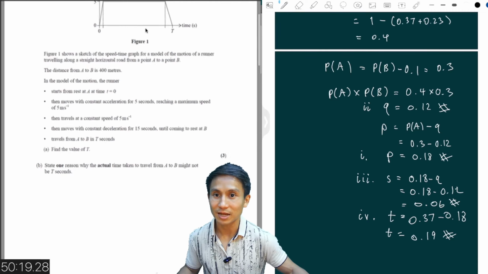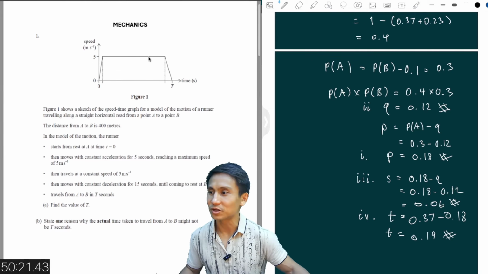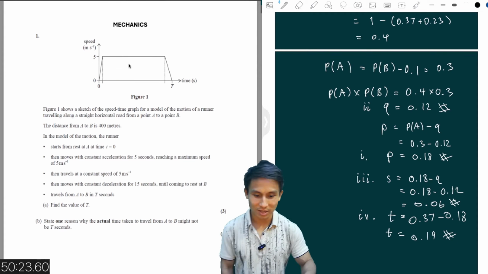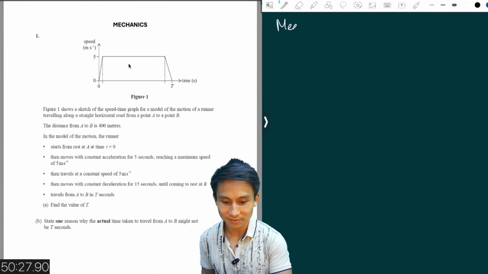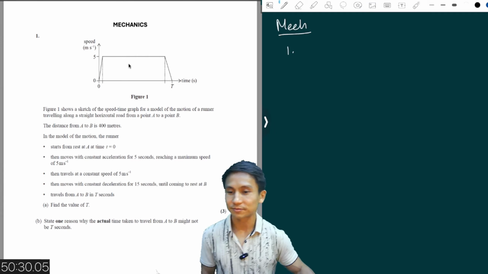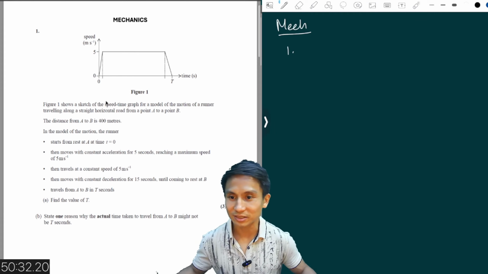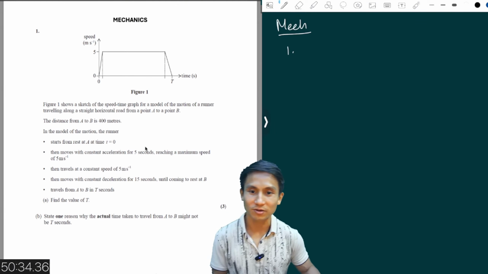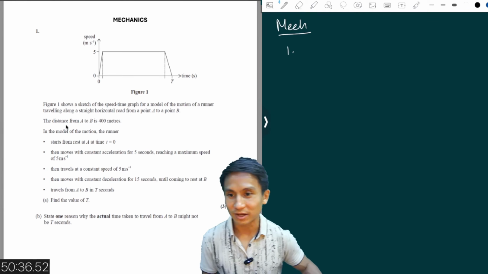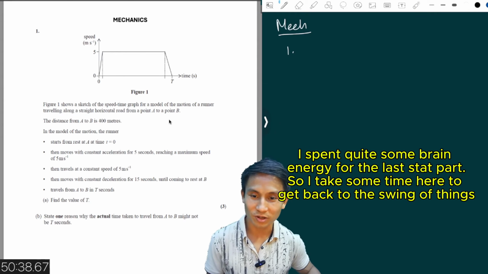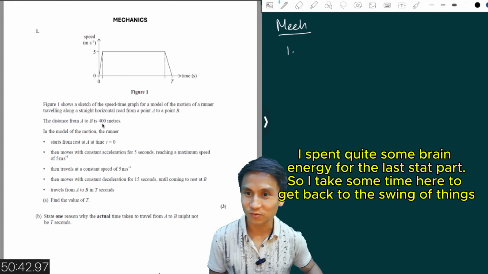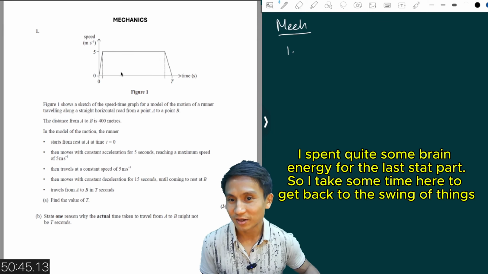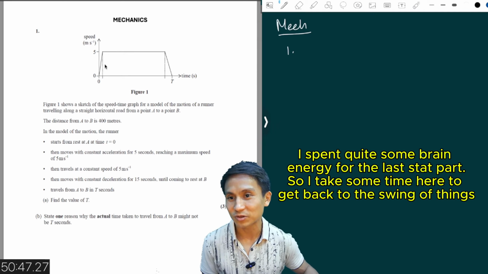So that's the mechanics part. It's unofficial, so it's not a proper paper yet, because I got it like this. So mechanics, number 1. Figure 1 shows a sketch of the speed time graph for a model of motion of a runner traveling along a straight horizontal road from point A to point B. The distance from A to B is 400 meters. So from A to B, distance traveled is the area under the speed time graph.